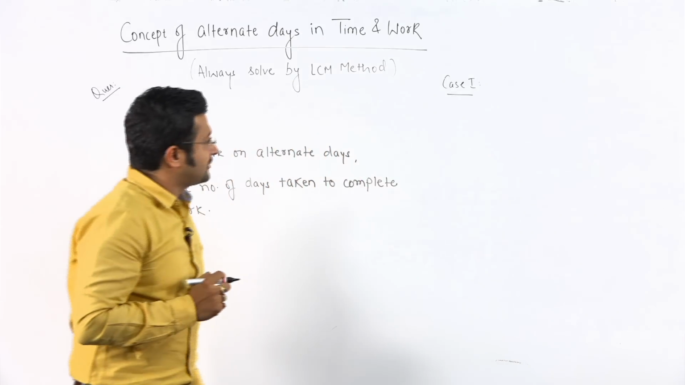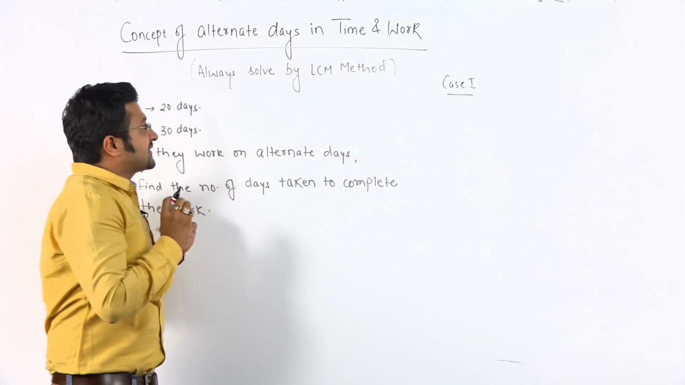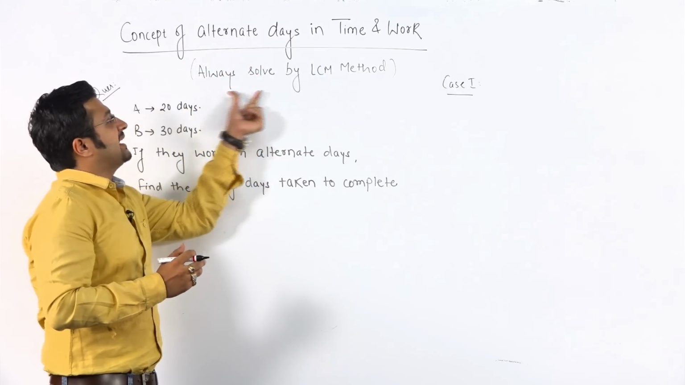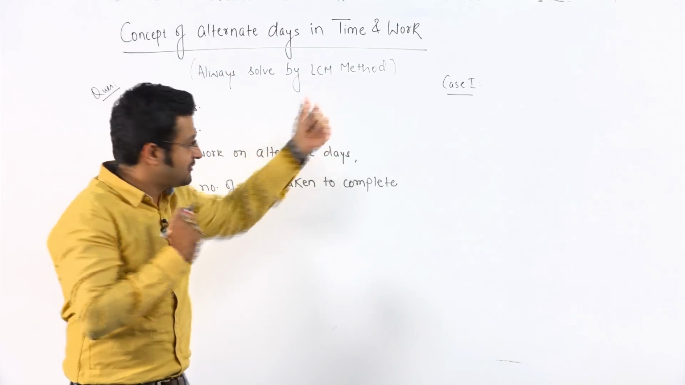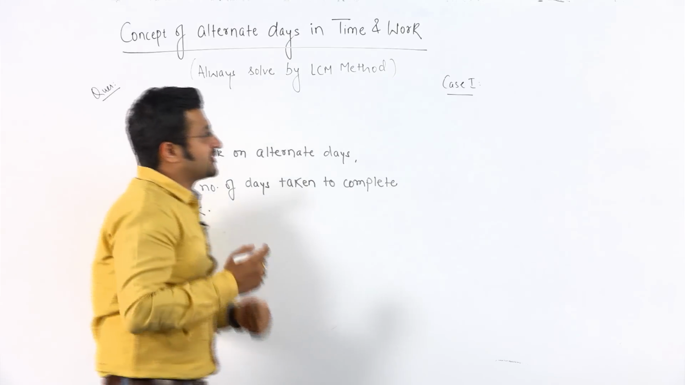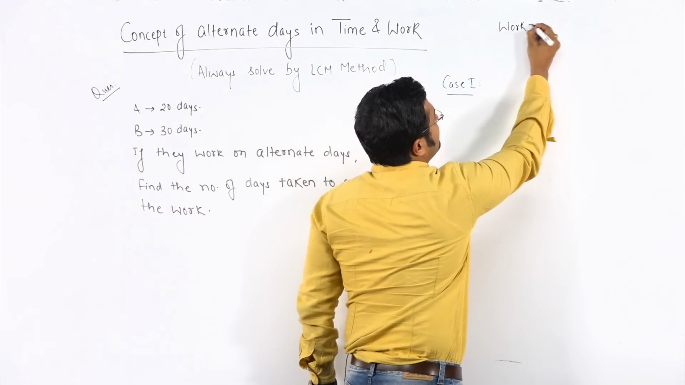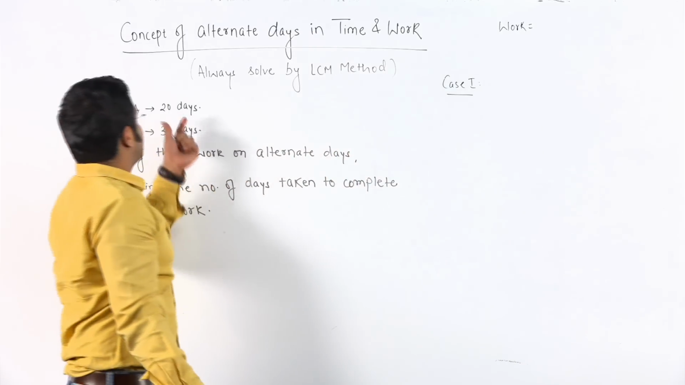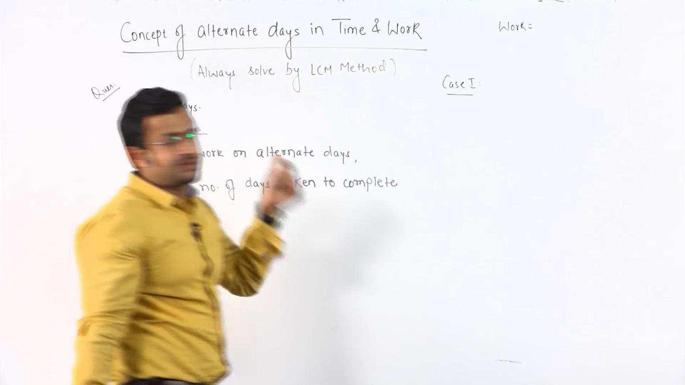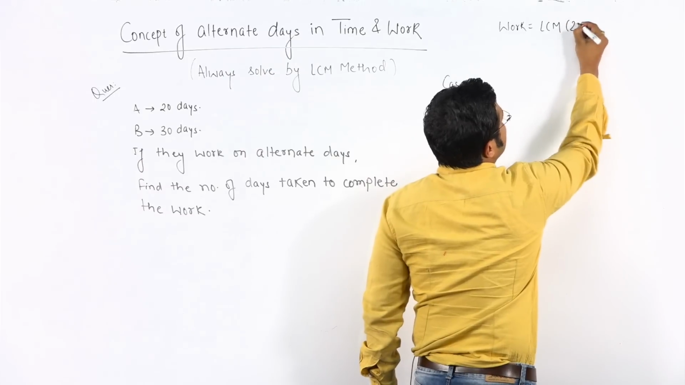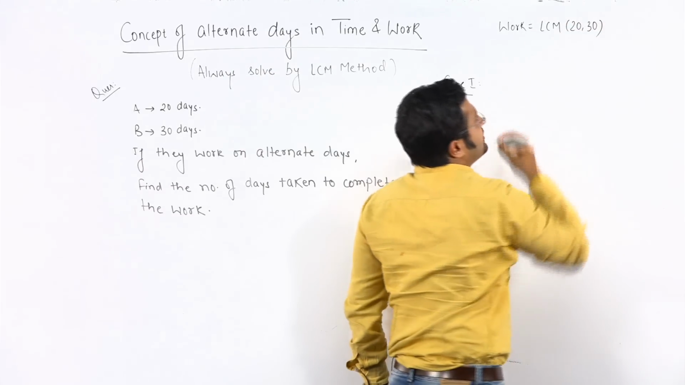Now before taking case 1, you have to always keep in mind, you have to always solve the questions based on alternate days by LCM method. ठीक है? If you apply the LCM method, what will you assume? As I told you earlier, you have to assume work to be equal to the LCM of time periods. What are the time periods? 20 days and 30 days. So we'll assume the work to be equal to LCM of 20 and 30. What is the LCM of 20 and 30?